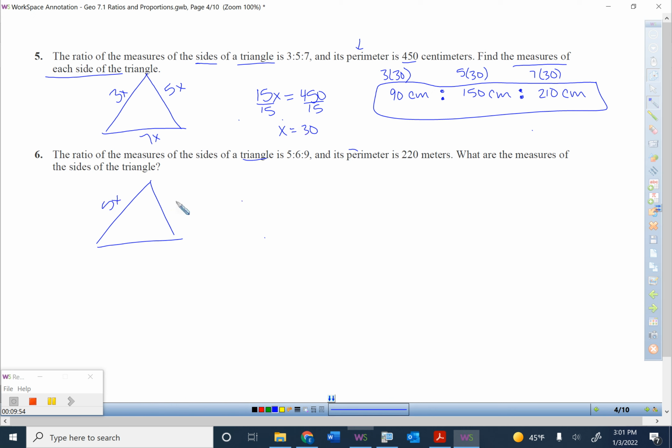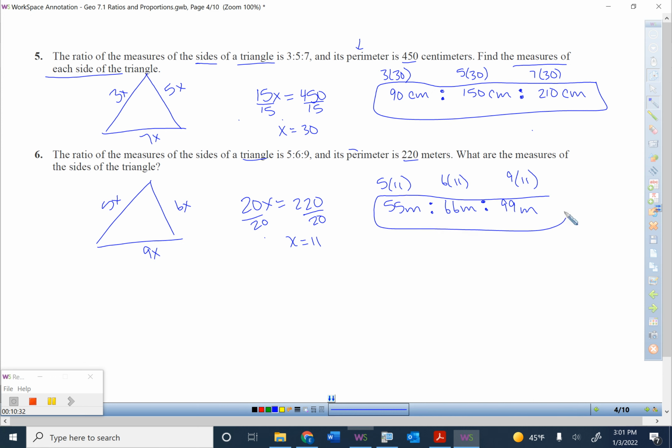Alright, outside we've got a 5x, a 6x, and a 9x. Together it makes 20x, and that's supposed to equal 220. Dividing by 20 on each side, we get x equals 11, which means my first side is 55 meters. My second one is 66 meters. And my last side is 99 meters. If I put all of those together, I get the 220 that I was supposed to start out with.